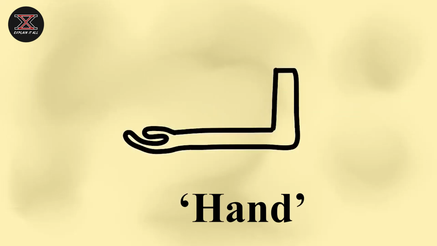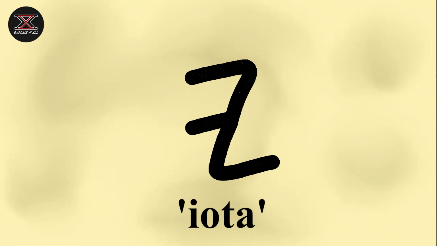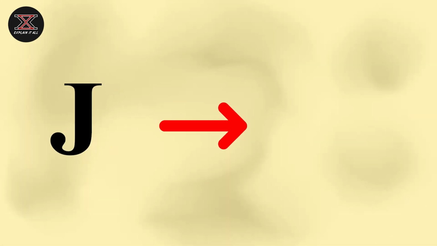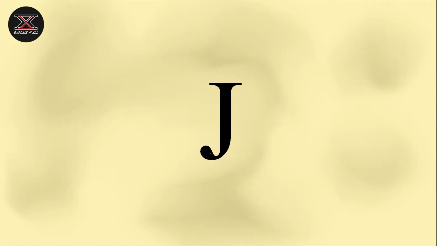I is derived from the Phoenician yod, meaning hand. The Greeks adopted this symbol as iota, and it became I in the Latin alphabet. Its straight vertical form has been preserved through various iterations. J developed from I in the Middle Ages. Originally, I and J were used interchangeably, but J eventually came to represent a consonant sound, distinguishing itself from I, in both form and function.